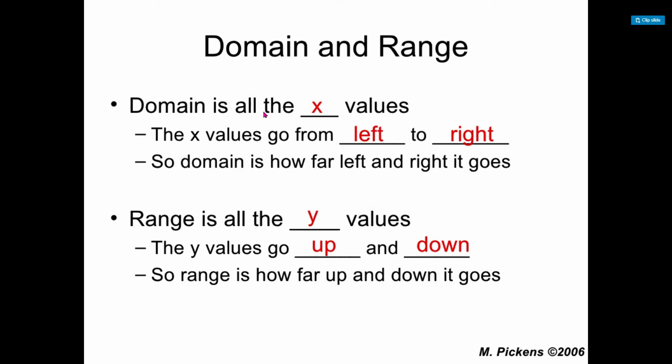Now, a little bit about domain and range. So domain are all the x values that you have. X values go from left to right. So domain is how far left or right that line goes. Now the range is all the y values. The y values go up and down. So range is how far up or down something will go.